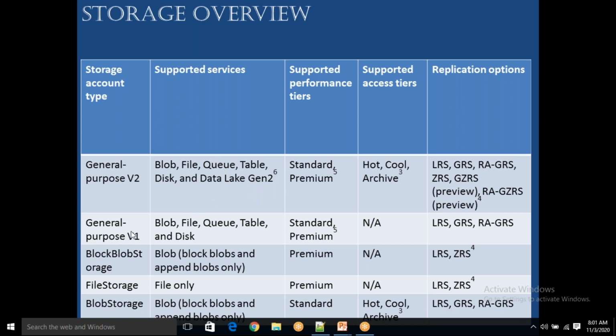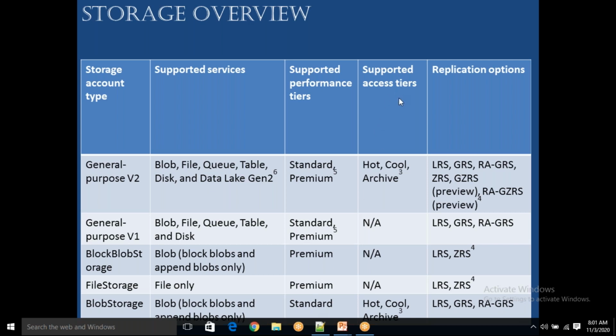Next, if you select General purpose V1, Data Lake Storage Gen 2 will not be available here. Remaining things are available. If you go with Blob storage, only Blob will be available. File, Queue, and Tables will not come. If you go with File storage, you will get only Files. If you go with the premium Blob storage, you will get only Blob here also. The only difference between the two Blob storages is that this one is premium and this one is standard. Next.